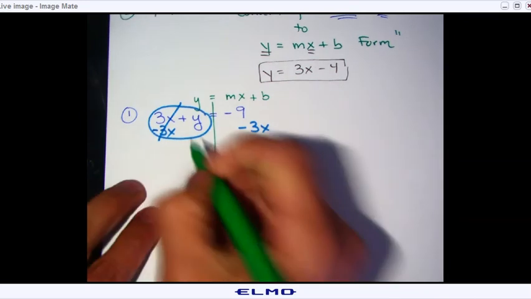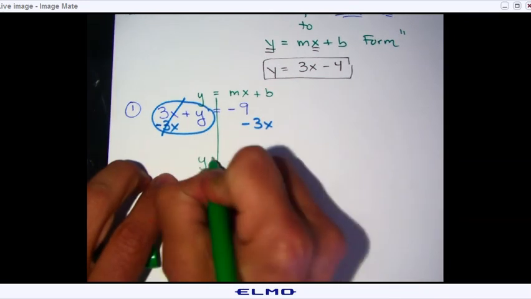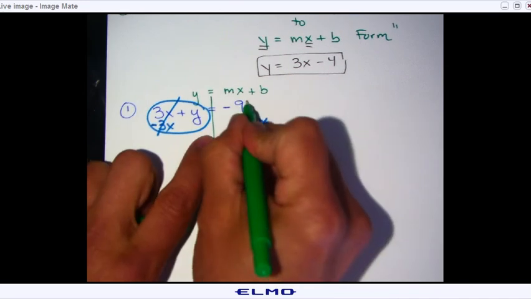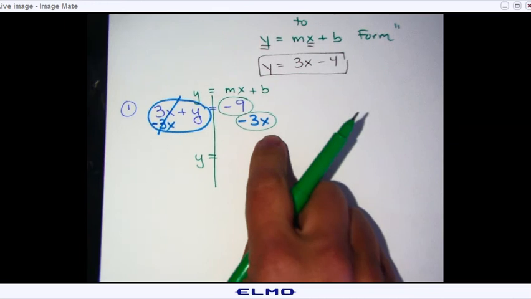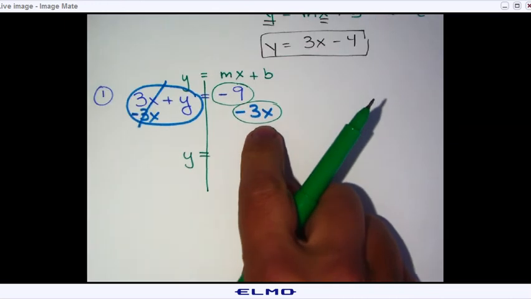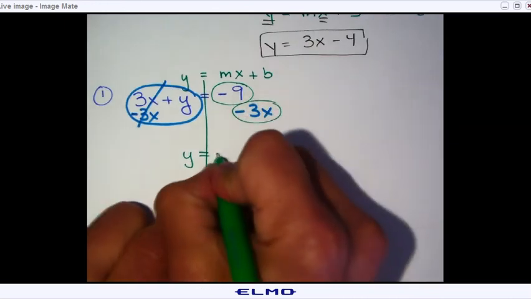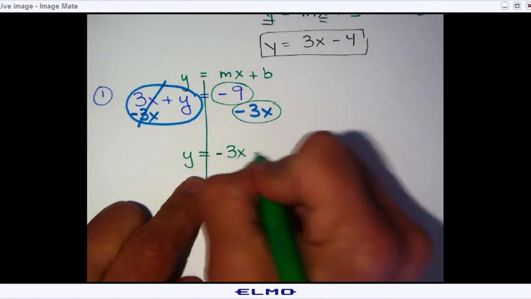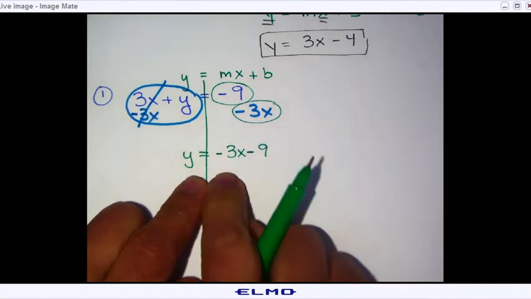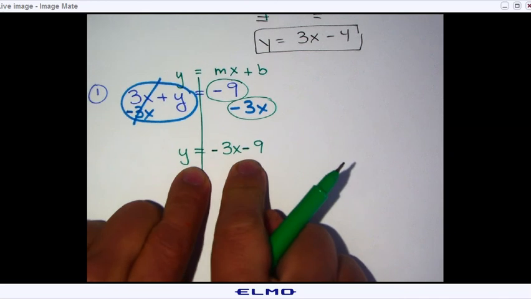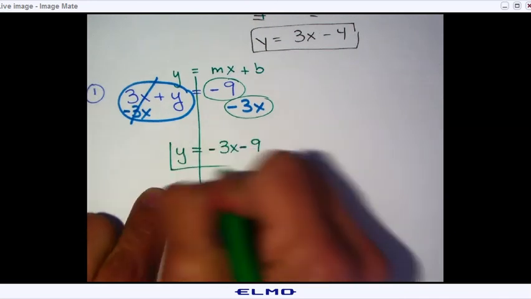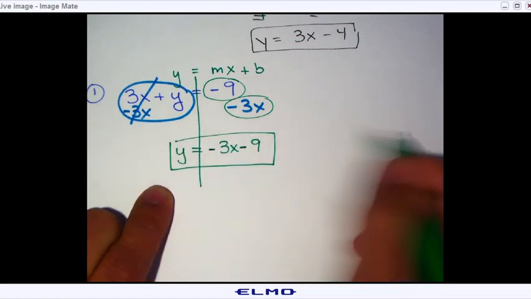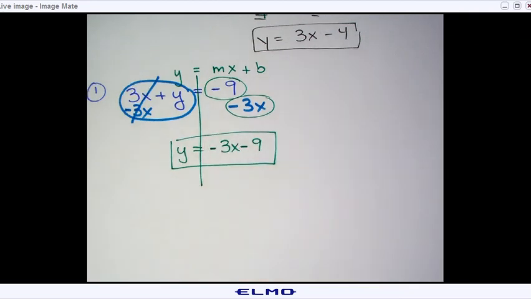So now I'm going to have y equals, now look, you have -9 and -3x. Which one has an x? The -3x. So that one goes first, and then the -9. And then I could graph this, right? And that's it. This is it, guys. That's it? Yeah, that's it.